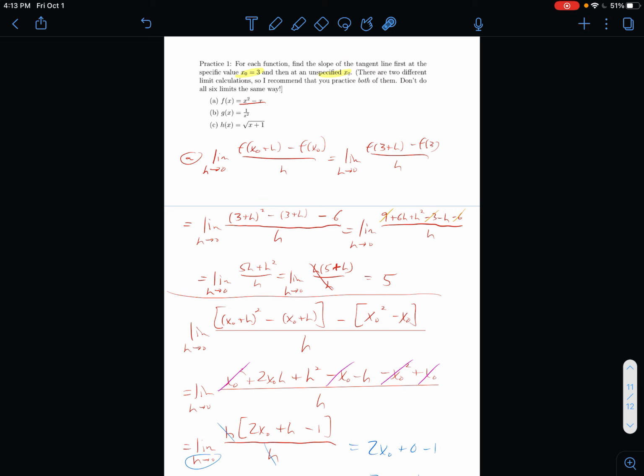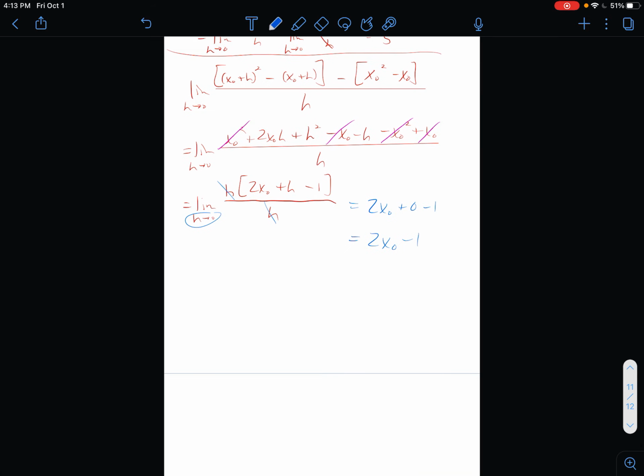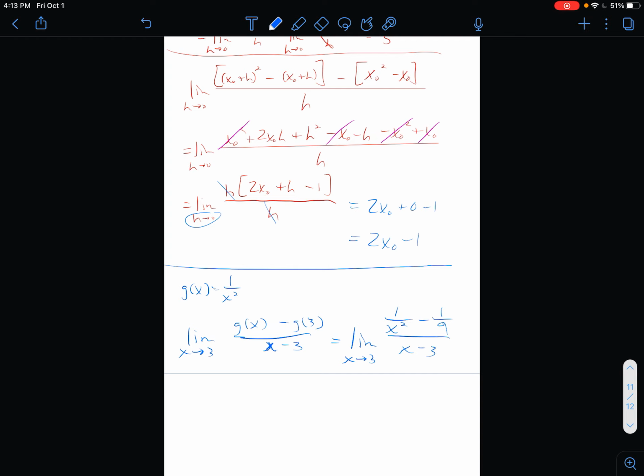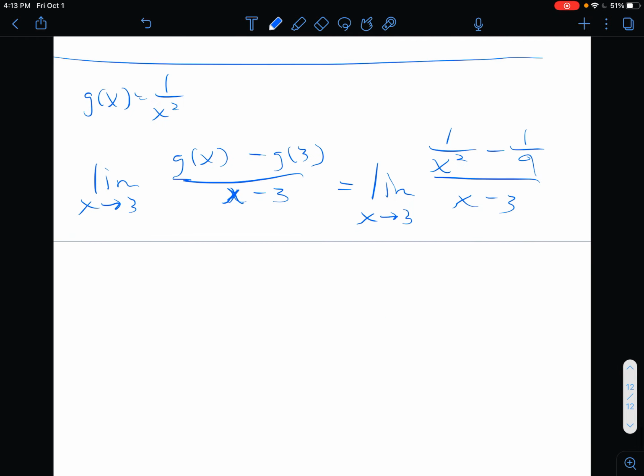All right, the next one is g of x is 1 over x squared. So I could do the limit as x approaches 3 of g of x minus g of 3 over x minus 3. That would compute the slope of the tangent line at 3. So let's see what that looks like. g of x is 1 over x squared. g of 3 is 1 over 9. Now just got to do some algebra.